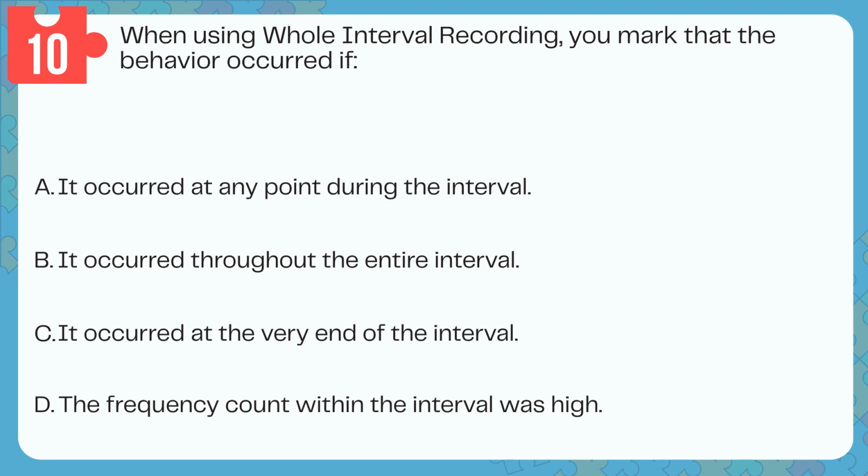Question 10. When using whole interval recording, you mark that the behavior occurred if A. It occurred at any point during the interval. B. It occurred throughout the entire interval. C. It occurred at the very end of the interval. D. The frequency count within the interval was high.